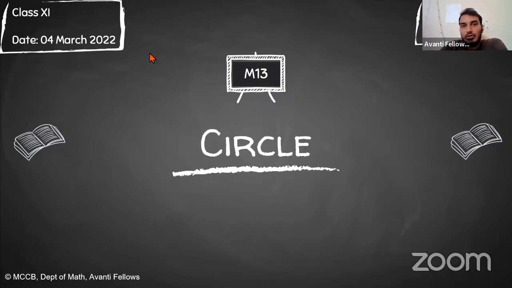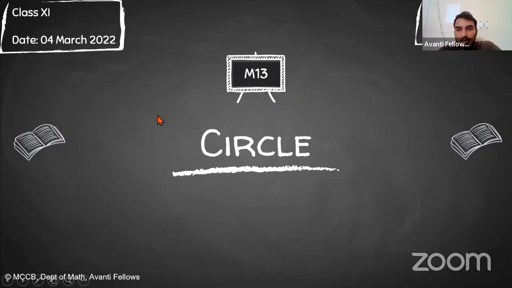Okay. So students, as we were discussing in the last class, we were seeing some important results: the area of the quadrilateral, and the length of the chord of contact. All those things we discussed, and then we discussed the equation of the chord with the given middle point. If the middle point of the chord is given, then how to find the equation of that chord. Those things we discussed in the last class.